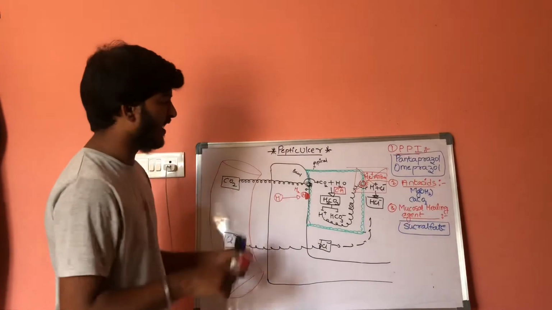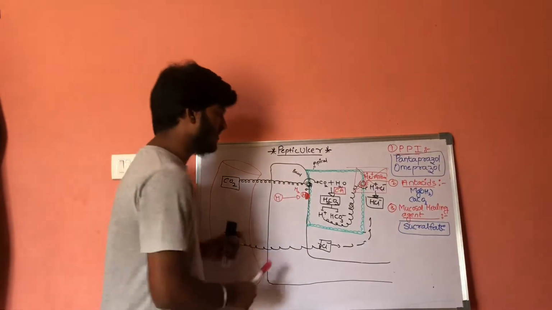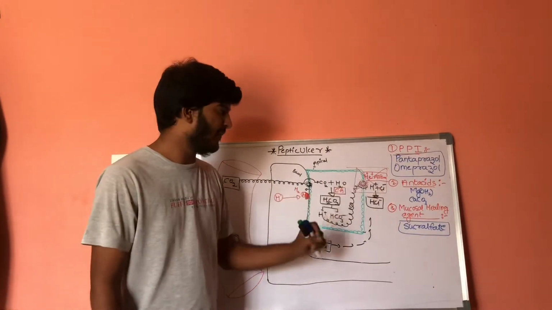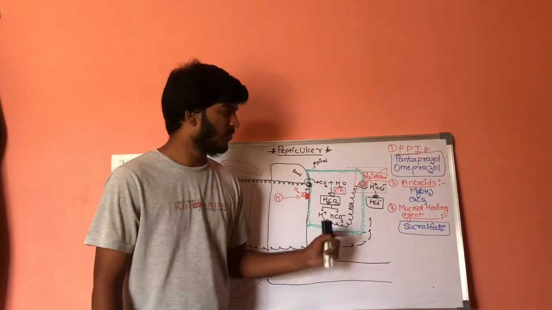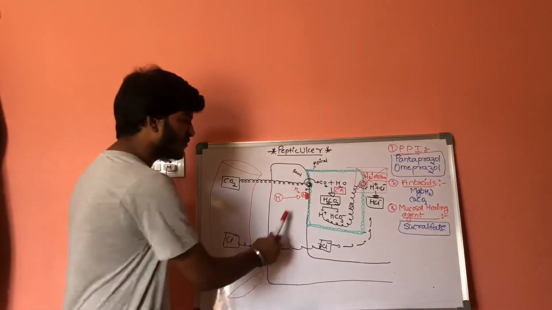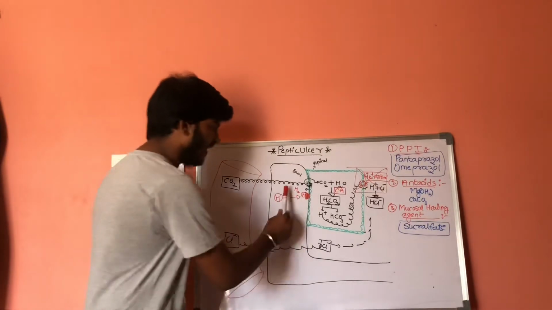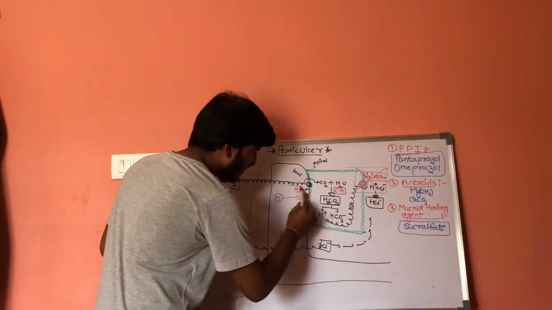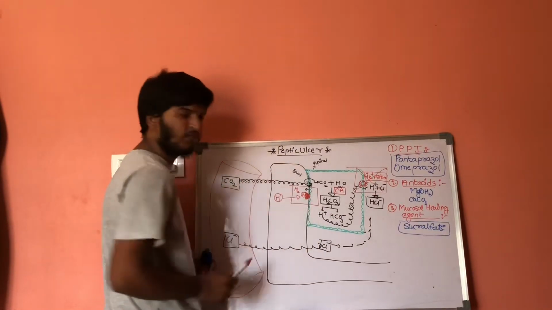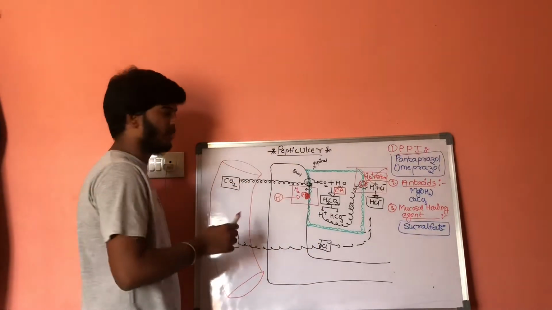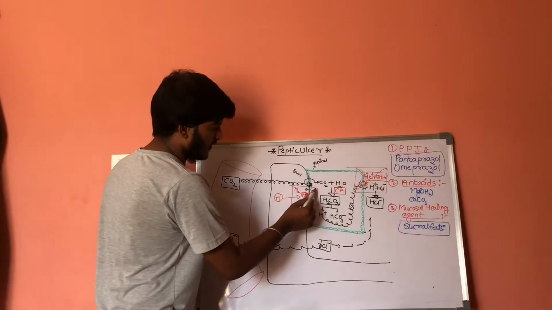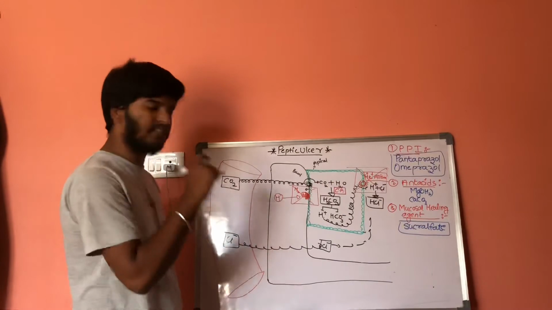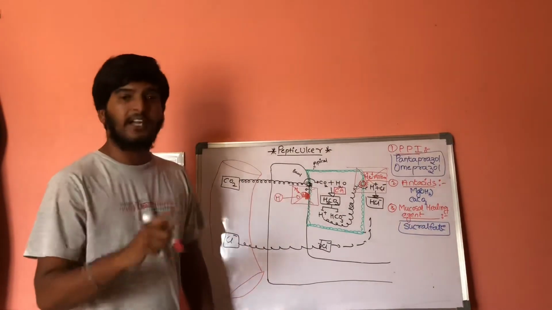So, there is another class of drugs which work in this area. We have discussed proton pump inhibitors, antacids and mucosal healing agents. Now, there is a special group of drugs which work at these H2 receptors and inhibit them. That special class of drugs which inhibit the H2 receptors are called H2 antagonists.